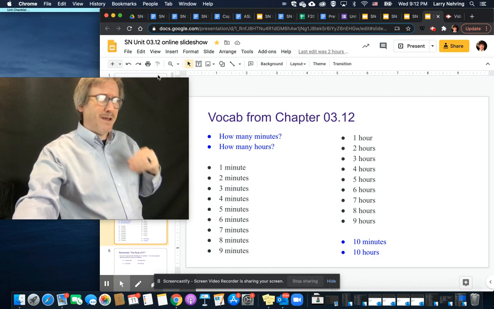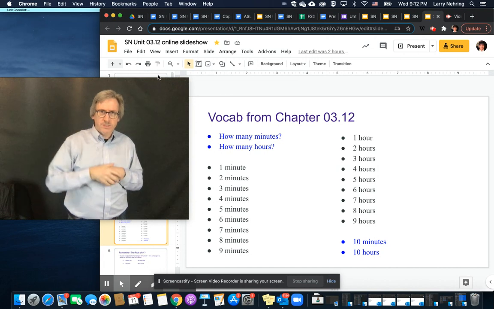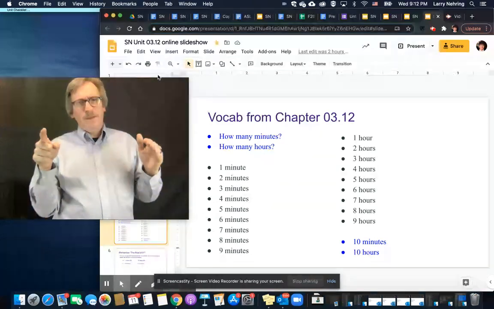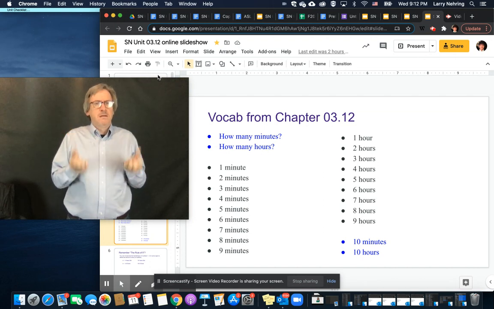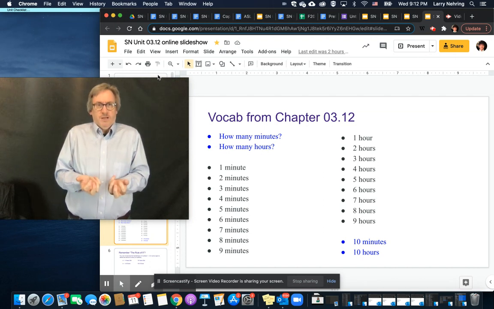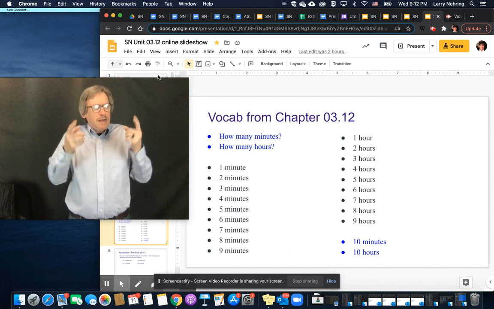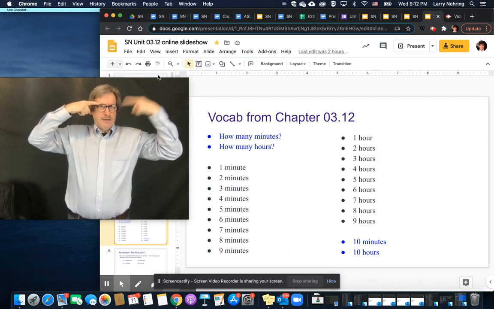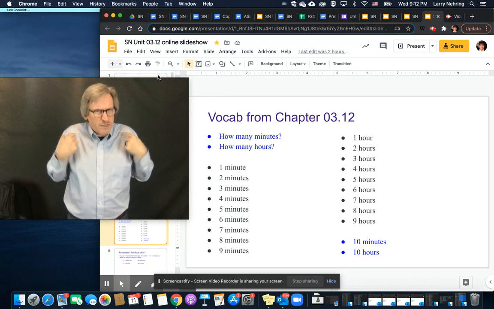So here's the vocab. Again, it's all in the vocab slideshow that I'm going to post. But I want to look at how many minutes and how many hours. The sign for how many is this. Kind of like you're holding a bunch of stuff and you toss it up in the air and say, count them, right? How many? And because it's a WH or an HW question, the eyebrows go down. How many? And kind of that hunch forward.